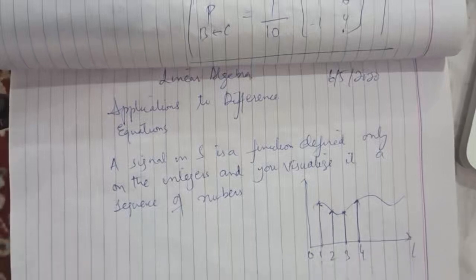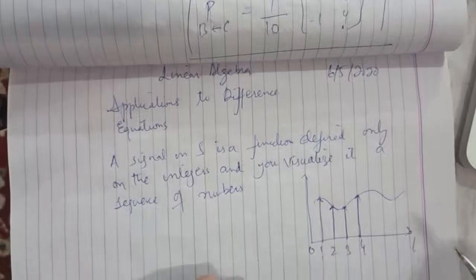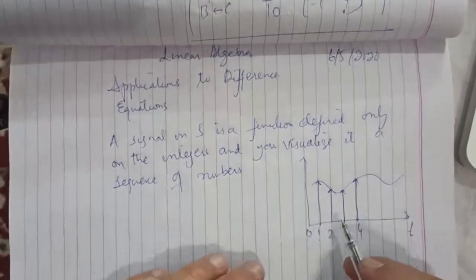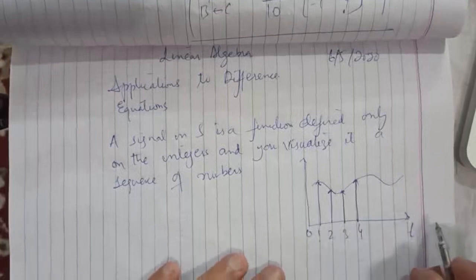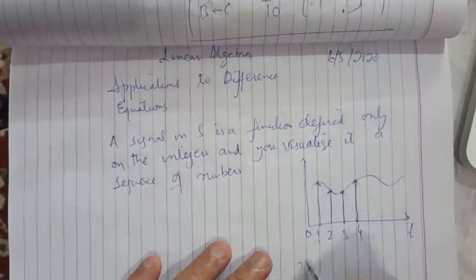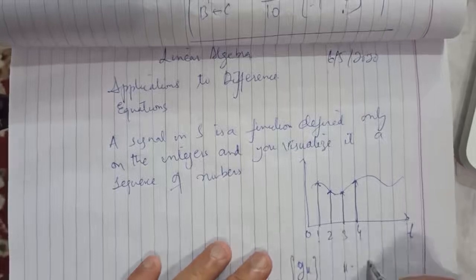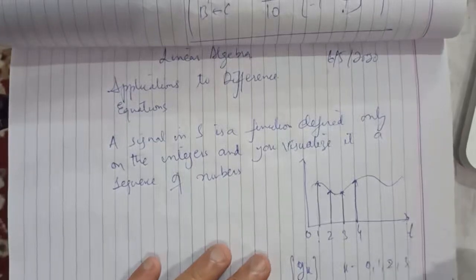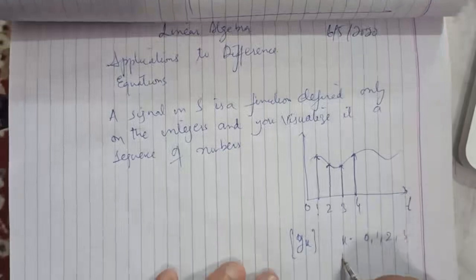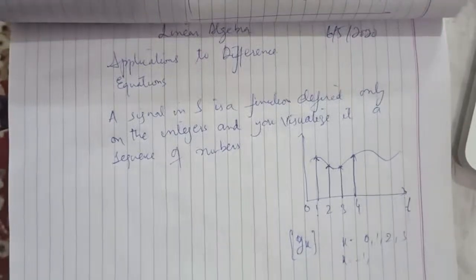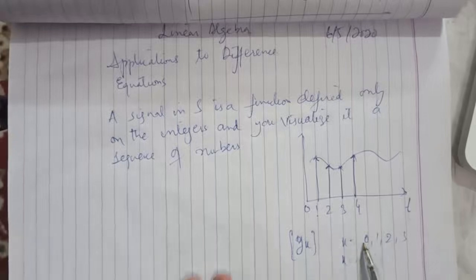Previously it used to exist for every possible value of t, but now it exists only for the integer values, which we say is x of k, or say y of k, and y of k only exists for k equals 0, 1, 2, 3. I can even refer to k as minus 1, depending on the type of signal and where your zero reference is.